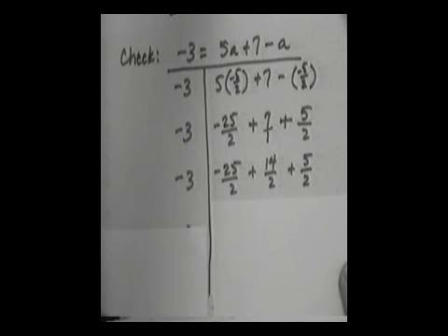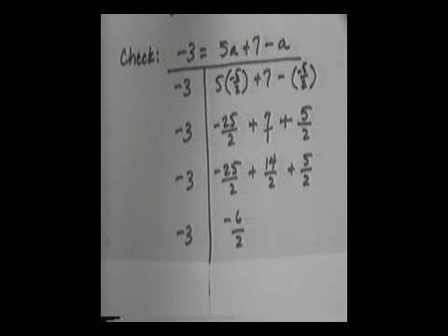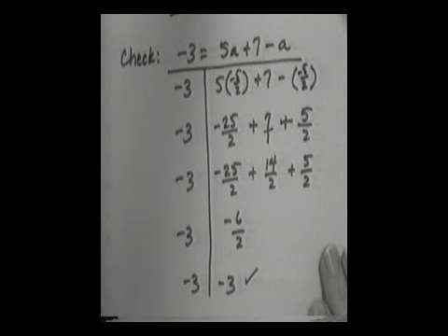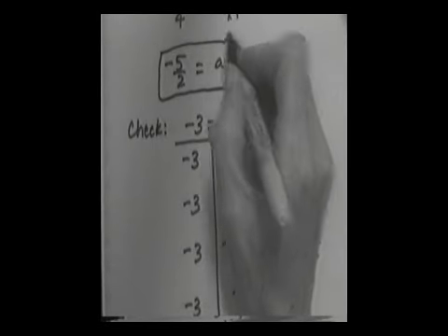On the left, we still have negative 3. On the right, add negative 25 plus 14 plus 5, and we get negative 6. Negative 6 over 2. And that reduces to negative 3. So the negative 3 equaling negative 3 tells us that this checks, and the answer is, in fact, negative 5 halves. The negative 5 halves does check.